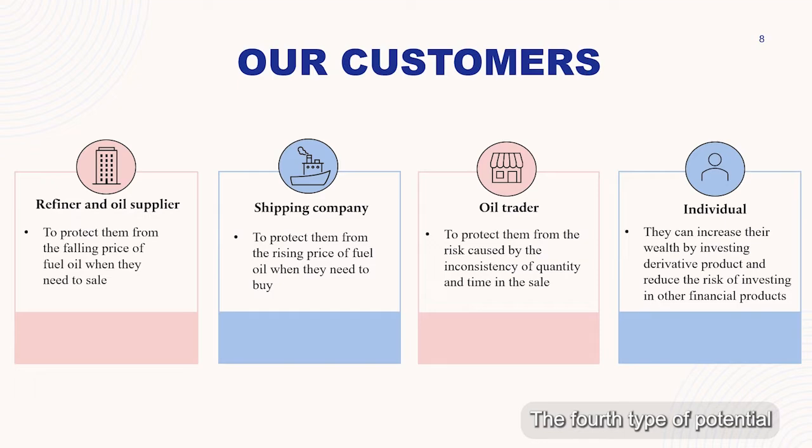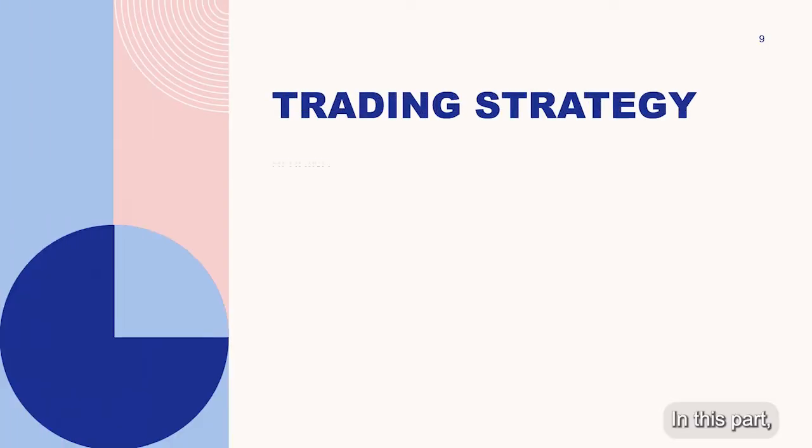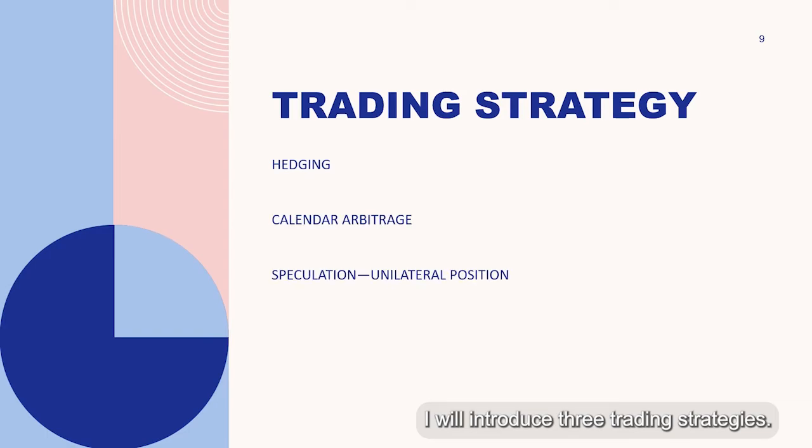The fourth type of potential customer is individual. They can increase their wealth by investing in derivative products and reduce the risk of investing in other financial products. That's the end of my part. In this part, I will introduce 3 trading strategies.